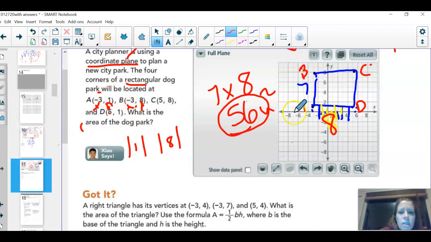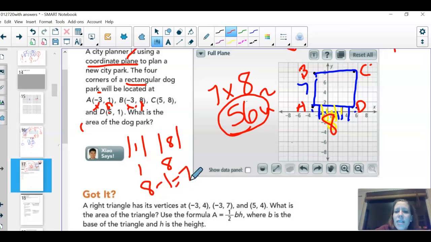Y entonces yo necesito buscar por A la recta AB. -3 son los mismos, y 1 y 8. Yo necesito encontrar el valor absoluto. Okay, so I have 1 and 8. Because they're both positive, porque los dos números son positivos, yo voy a quitarlo. I'm going to subtract, and that still equals 7.